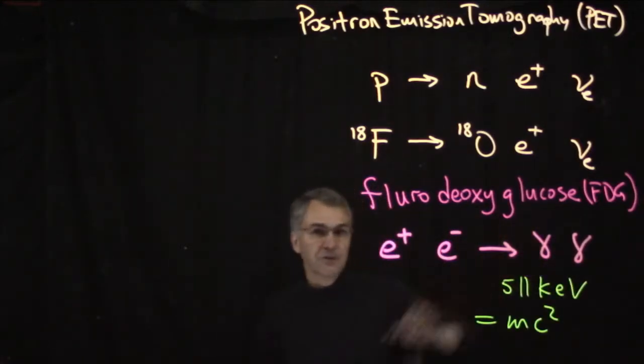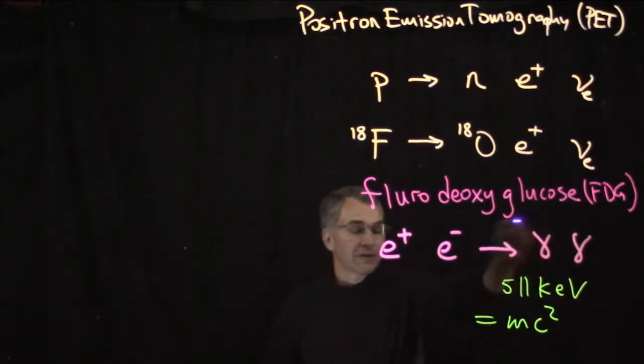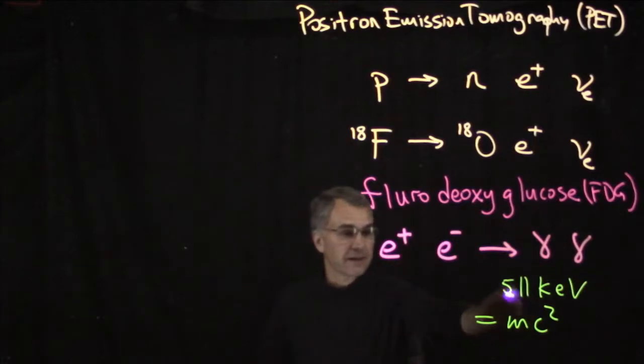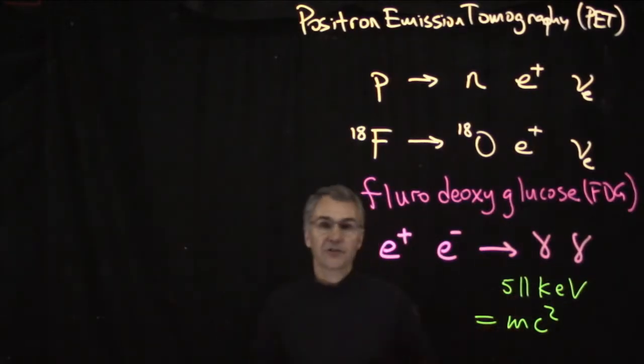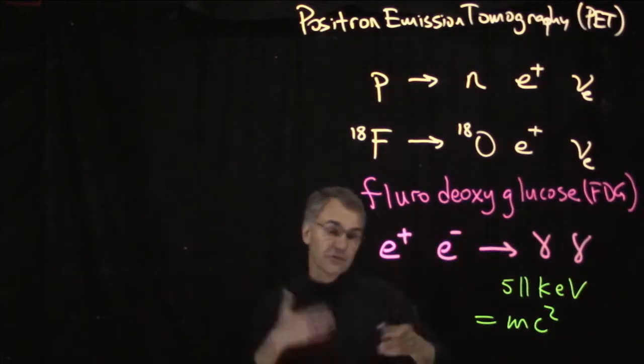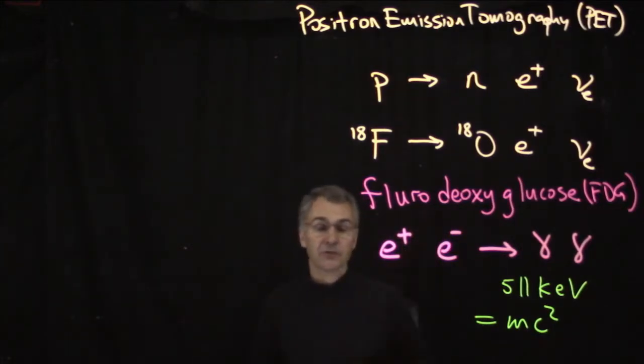The energy of each of these two photons, which is in the X-ray range, is 511 keV, which by Einstein's famous E equals mc squared is the rest energy of an electron, which is the same as the rest energy of a positron. The mass of an electron, 9.11 times 10 to the minus 31 kilograms, is the same as the mass of a positron.